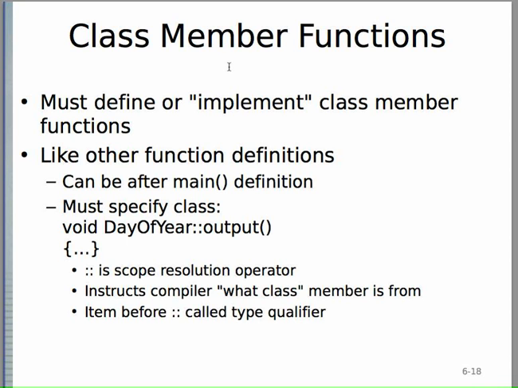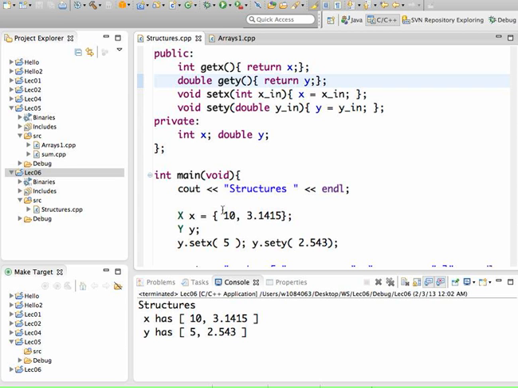Okay, so class member functions, you have to declare and then define or implement class member functions somewhere. And we just did 4 simple functions. These are just like other function definitions. It can be after the main, and when you set up the definition, you can either do it right in the class, or you can take it out, and then you have to use the scope resolution operator. So let's do a simple example of that. Let's take one of these out. So let's take this one out.